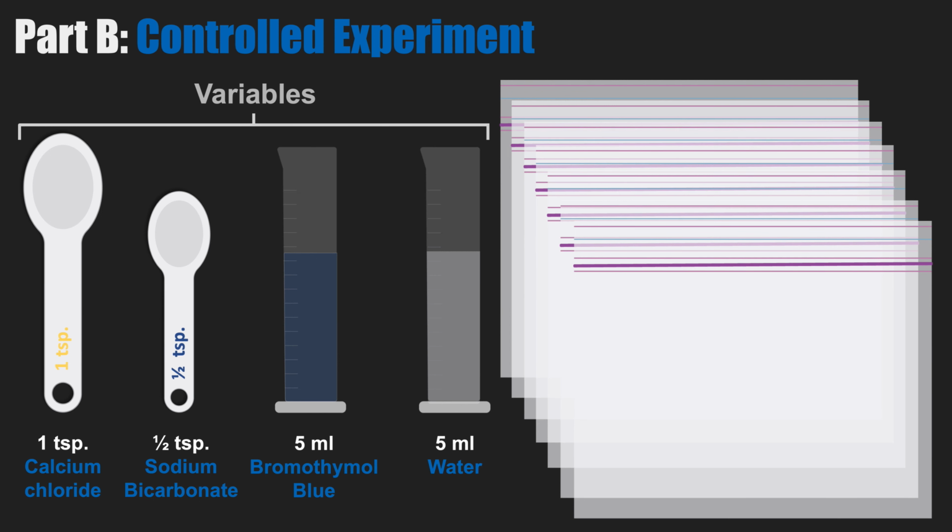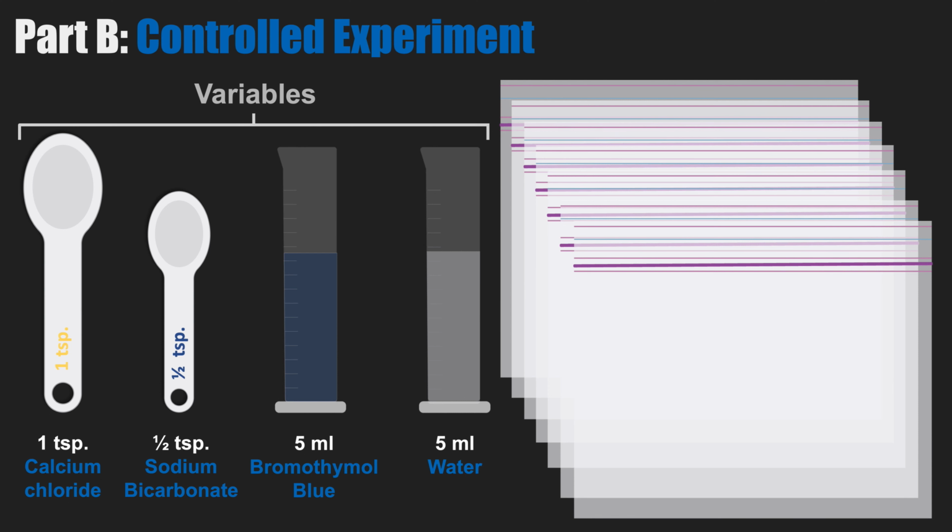Bromothymol blue is a mixture of the bromothymol powder and water mixed together, so we need to test, in some of these cases, water by itself to see whether or not it was the bromothymol blue that was causing a change to occur or the water itself. In all of these controlled experiments, we're always going to use the same consistent measurements.